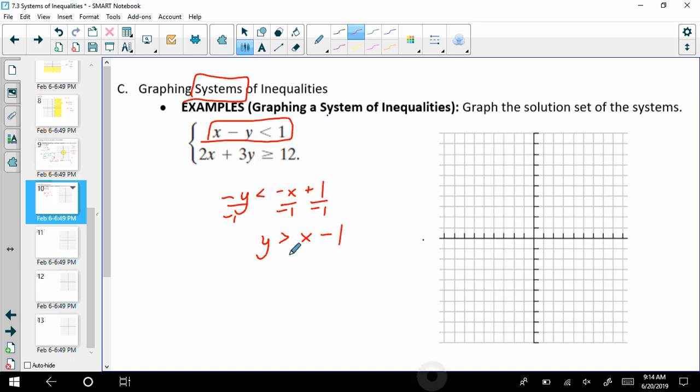So mx plus b, I'm going to begin when y is -1, and my slope is technically 1, so 1 over 1, rise 1, run 1, up 1 over 1. And when I draw this line in, will it be solid or dashed? It should be dashed because I don't have the equal to bar.